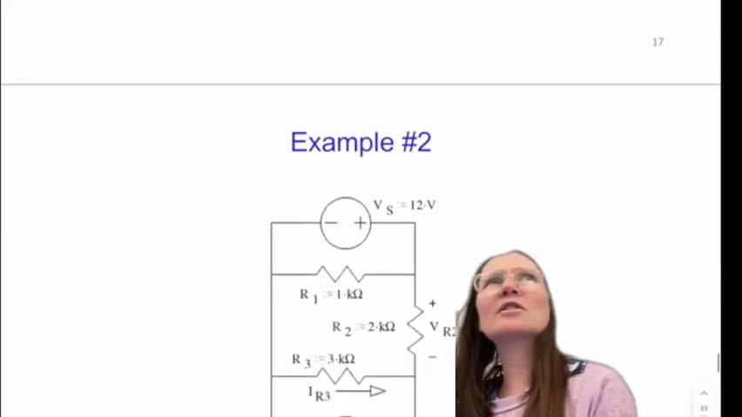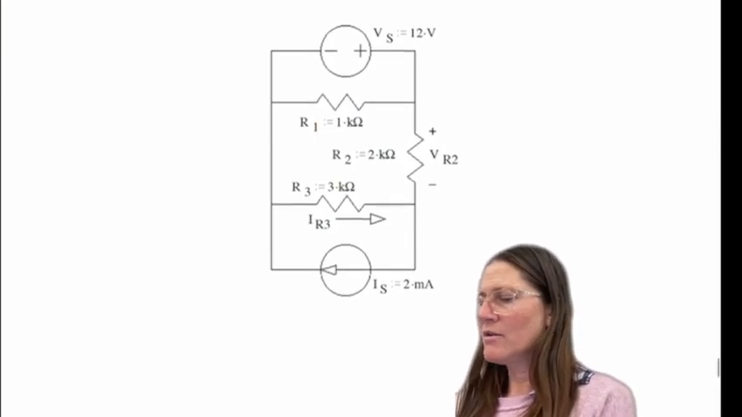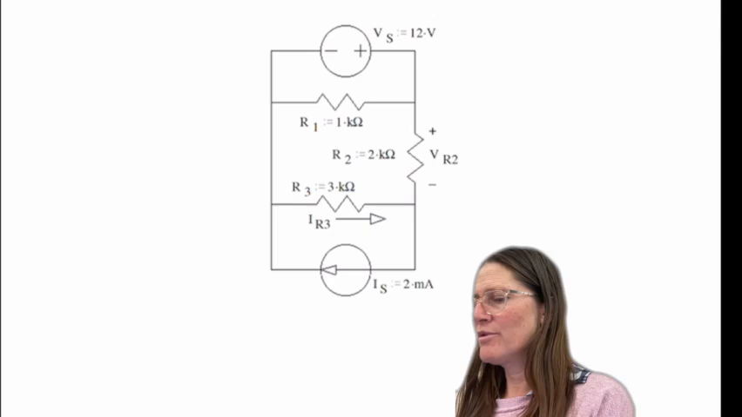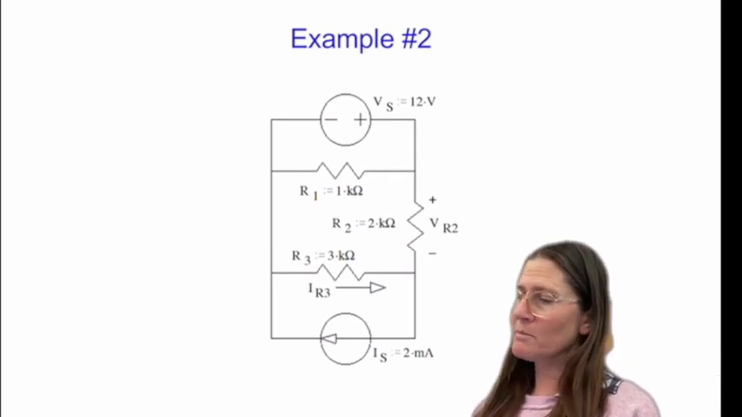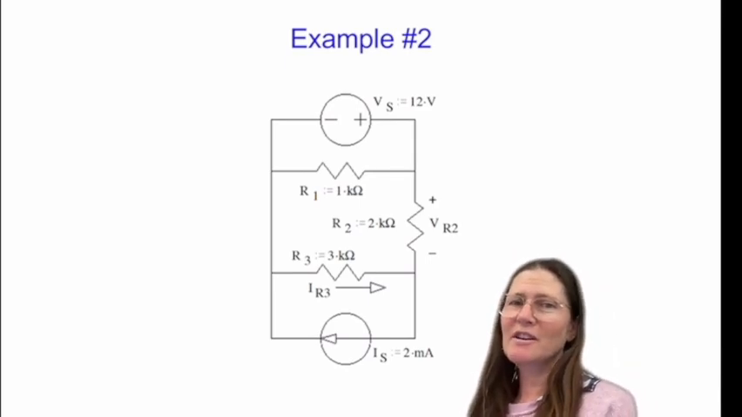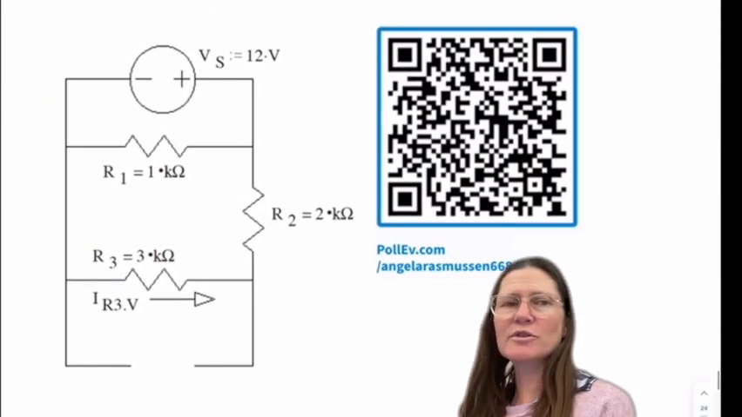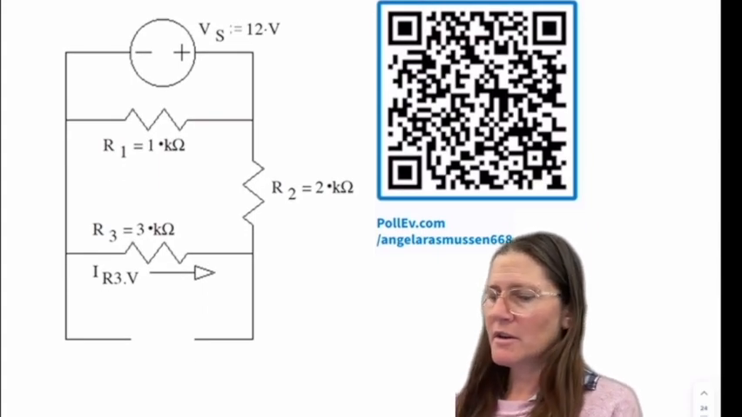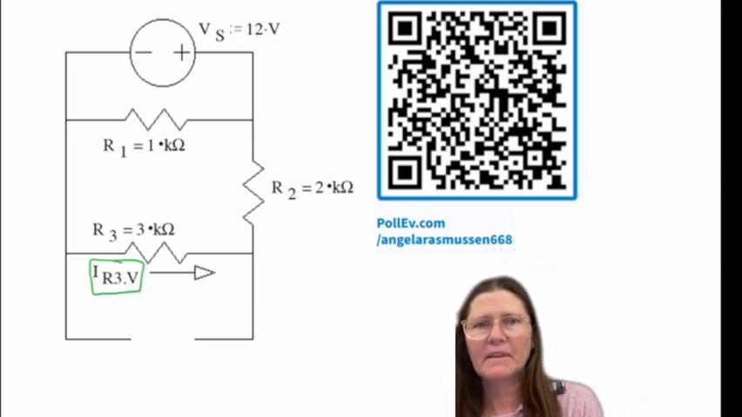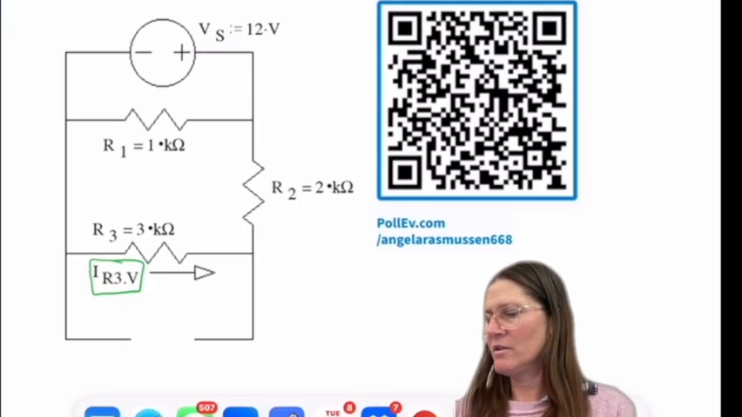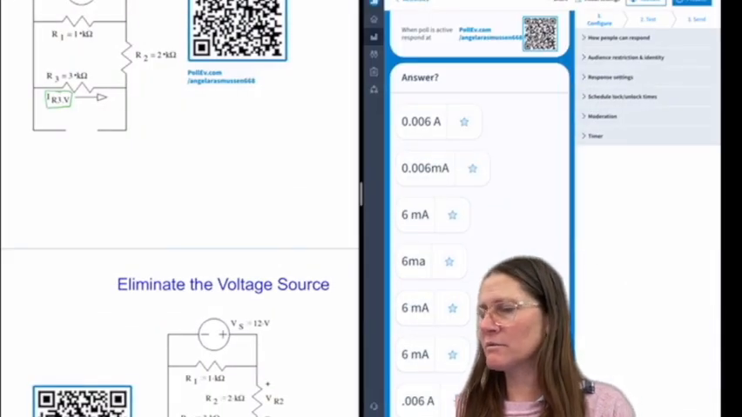Okay, let's go ahead and start this one. We have a few minutes. So using superposition to solve for this one. So you have, again, two sources, and you're going to remove one. So let's just look at first eliminating the current source and solving for the IR3, the current through there. So try to find that IR3.